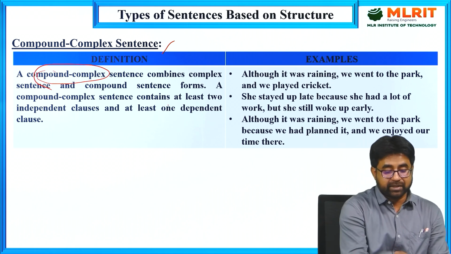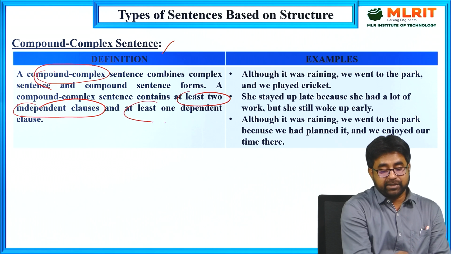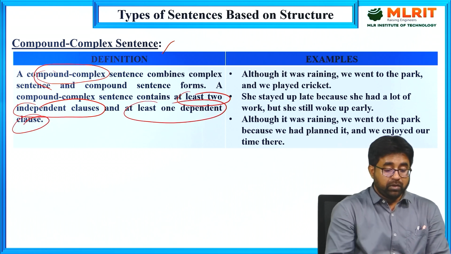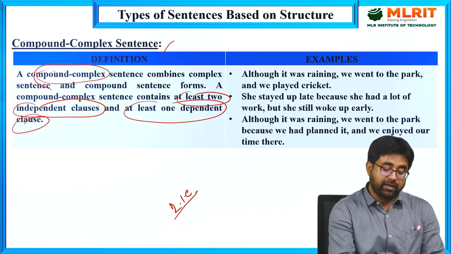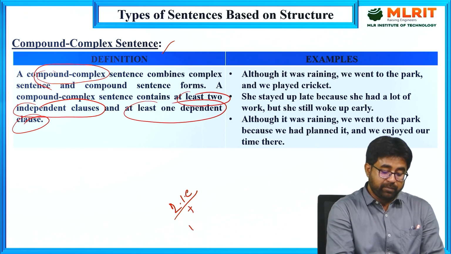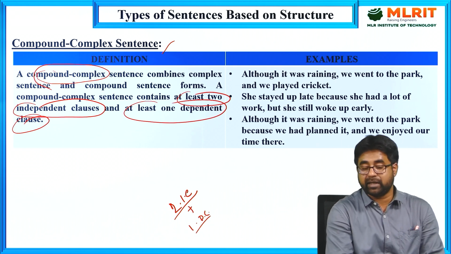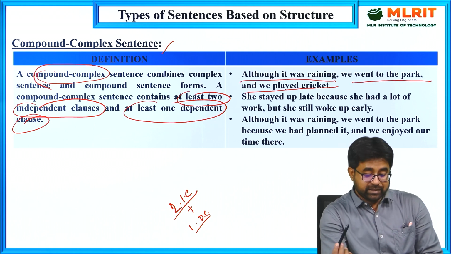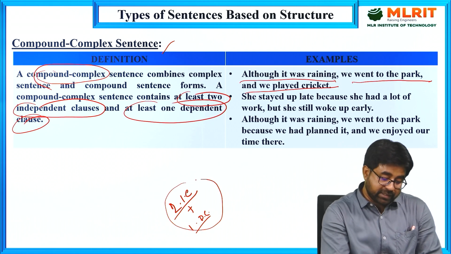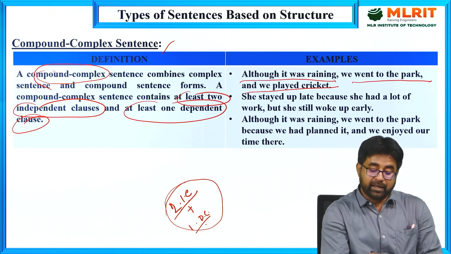A compound complex sentence contains at least 2 independent clauses and at least 1 dependent clause. So 2 IC would be there here, 2 independent clauses plus minimum 1 dependent clause. So this is called a compound complex sentence. So you can see here, although it was raining, we went to the park and we played cricket. The minimum requirement is that you can find minimum 3 clauses. Out of that, 2 would be independent and 1 would be dependent.